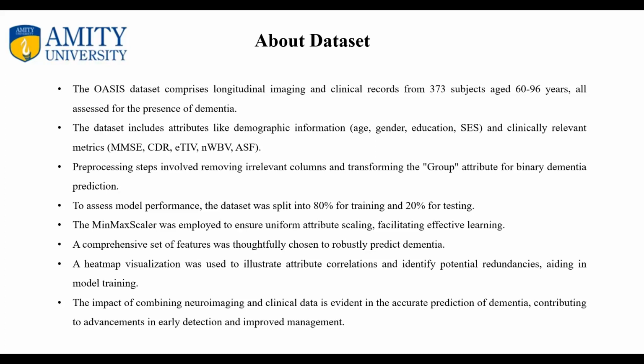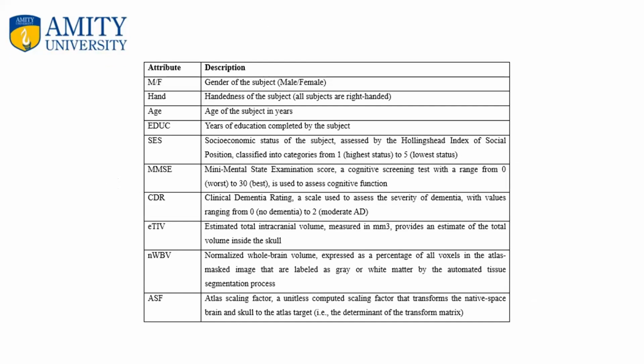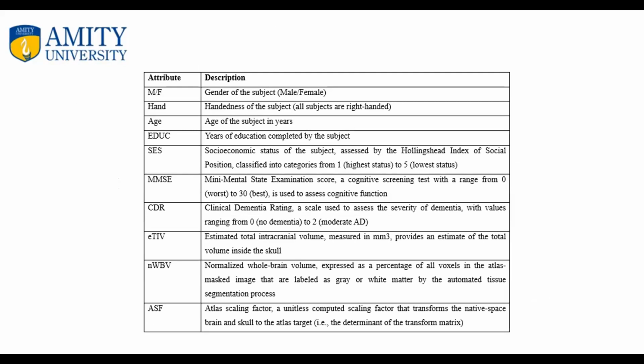Attributes, insights. Gender indicates subject gender; handedness, all subjects are right-handed. Age in years; education, completed education of subject. Socioeconomic status categorizes socioeconomic position from 1 the highest to 5 the lowest. Mini mental state examination scores from 0 worst to 30 best. Clinical dementia rating measures dementia severity, from 0 none to moderate.